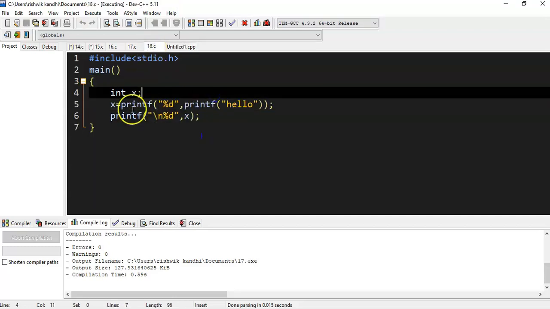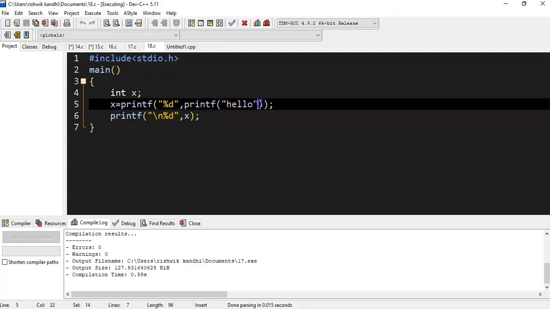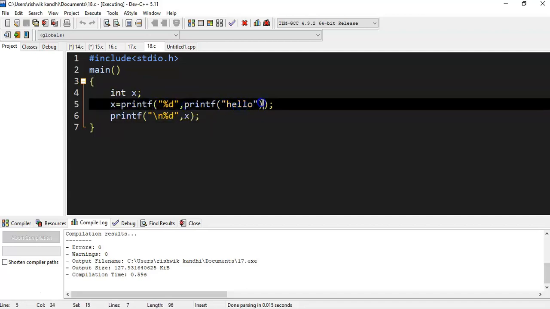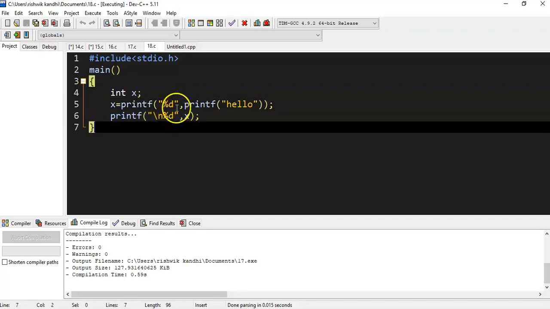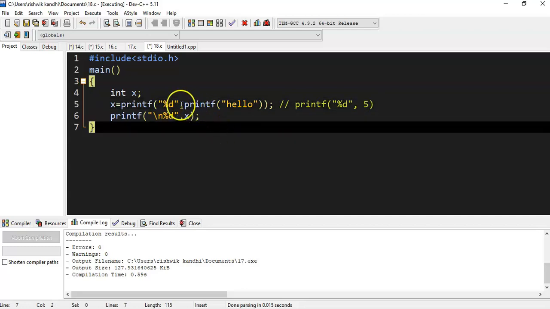Using the same concept here, we have taken int x equal to printf of percent d comma printf of hello. In the printf function, again we are able to take a printf. Why? Because this inner printf would return 5, because hello contains 5 characters, so that will be assigned to percent d. So it is nothing but printf of percent d, 5. Instead of 5, I am taking printf of hello.